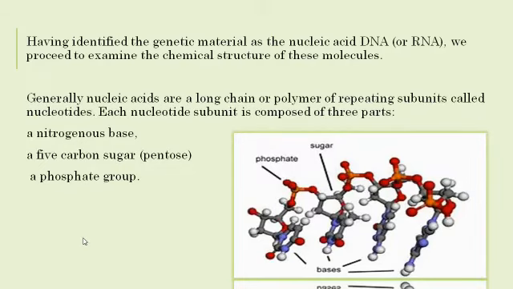Having identified the genetic material as the nucleic acid, DNA or RNA, we proceed to examine the chemical structure of these molecules. We have to first identify the genetic material as DNA or RNA, then only we can go for the chemical structure of that molecule. Generally speaking, nucleic acids are a long chain or a polymer with repeating subunits called nucleotides. This we saw in the video itself. In the nucleotides, the nitrogenous base, 5-carbon sugar and a phosphate group are all present.